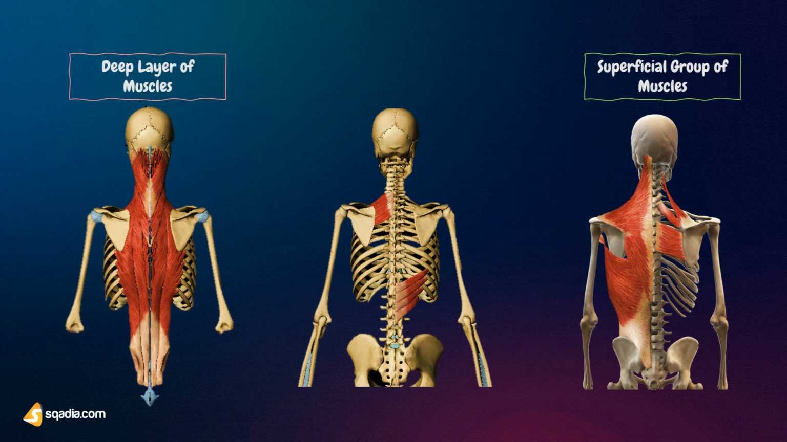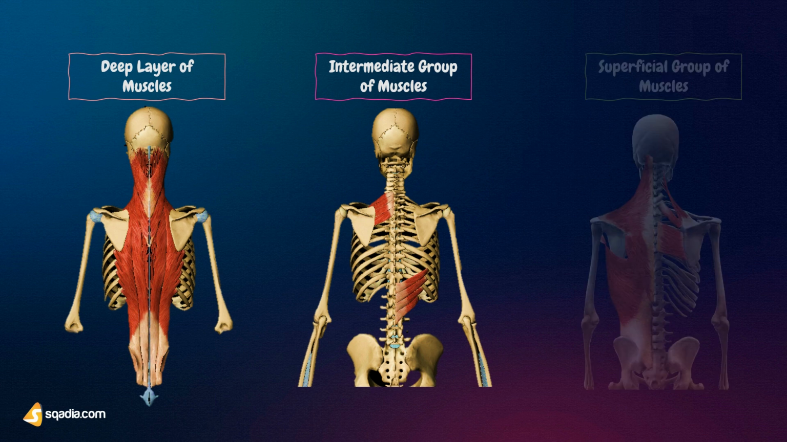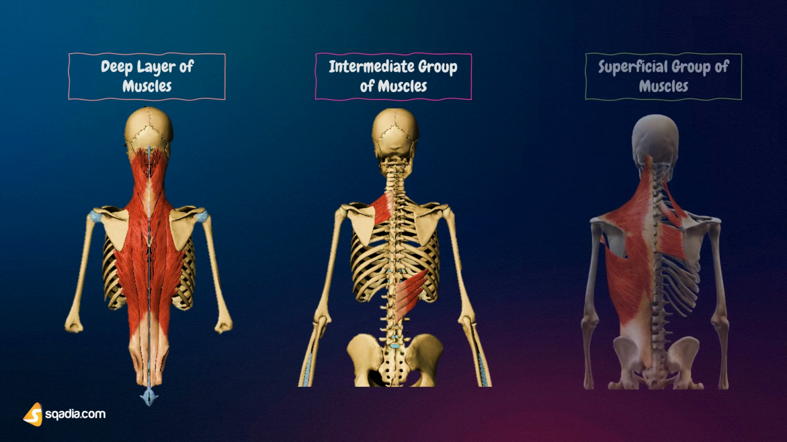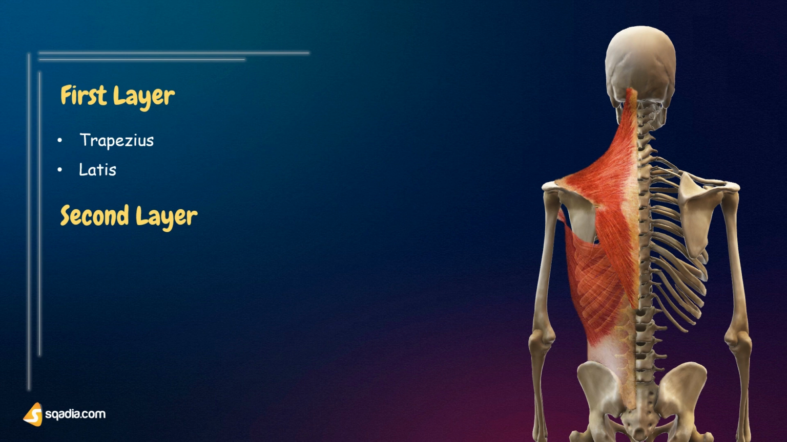It is known as the intermediate group of back muscles. It consists of two small muscles of the thoracic wall named the serratus posterior superior and serratus posterior inferior. The group of muscles that we will discuss in detail is the superficial group. The superficial group of muscles of the back connects the shoulder girdle with the vertebral column. However, developmentally, except for the trapezius, and functionally, these are upper limb muscles.